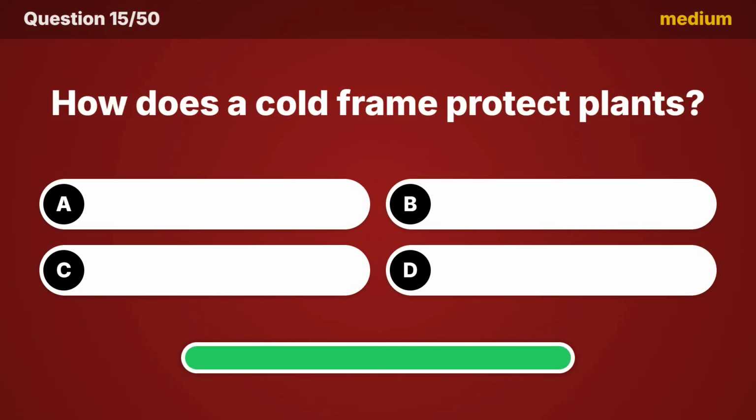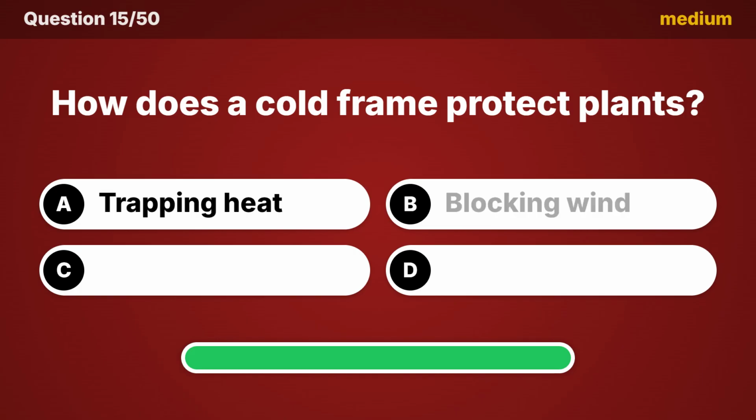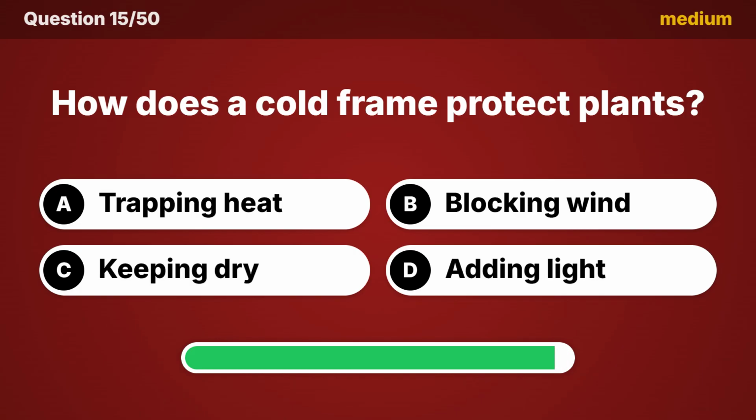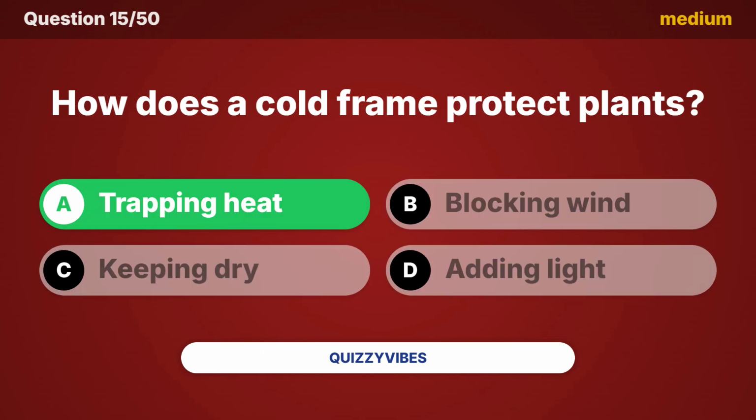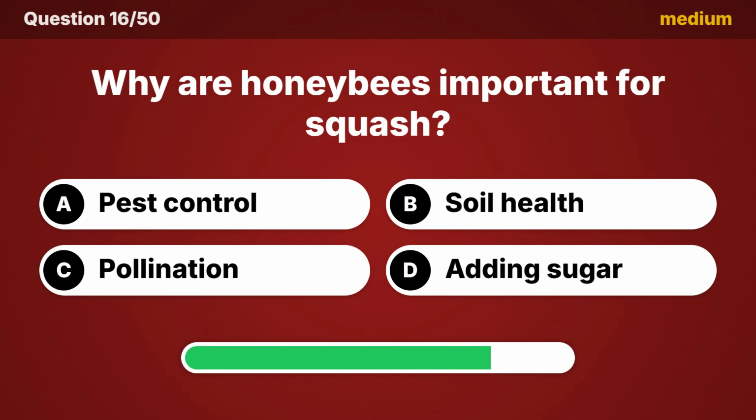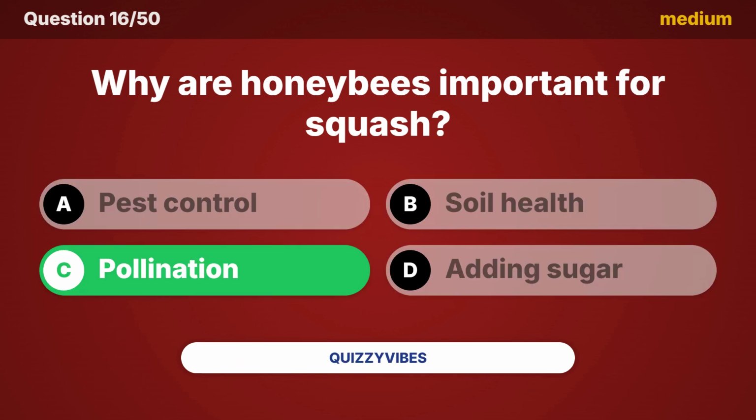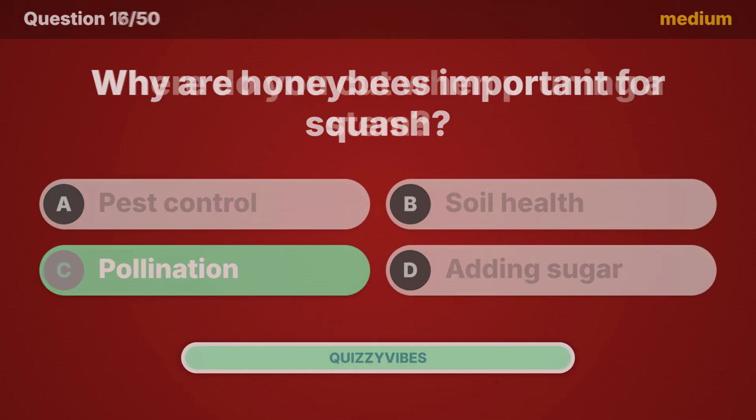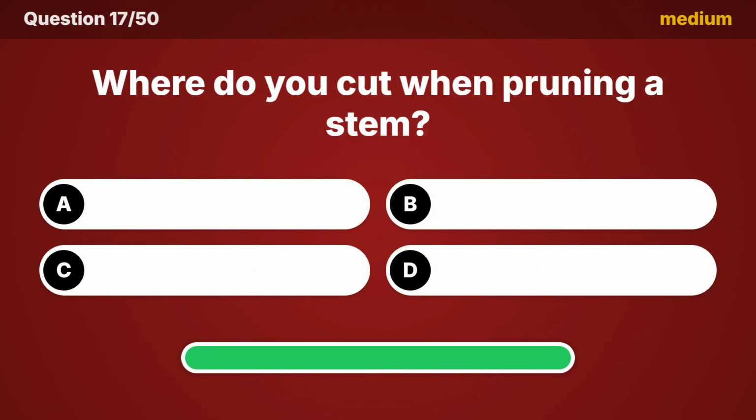How does a cold frame protect plants? Time's up, it's trapping heat. Why are honeybees important for squash? Time's up, it's pollination. Where do you cut when pruning a stem?